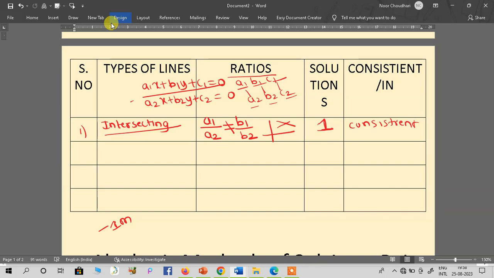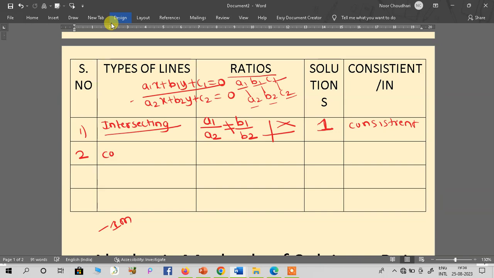In the examination, which type of question can he ask here? What is the ratio of intersecting lines? How many solutions do intersecting lines have? Or he can give an example: this equation is intersecting or not, check it. So this type of questions can be given.